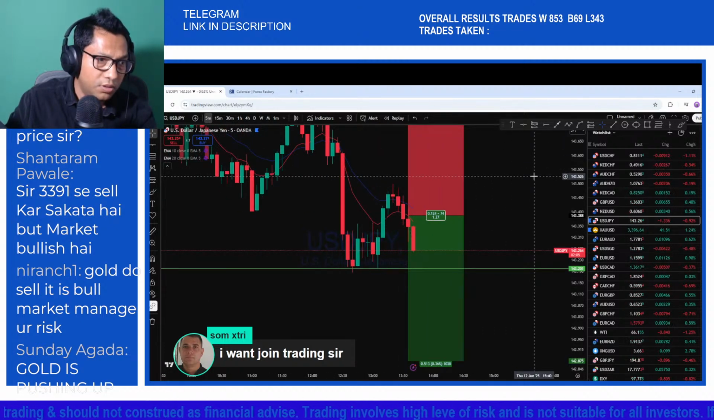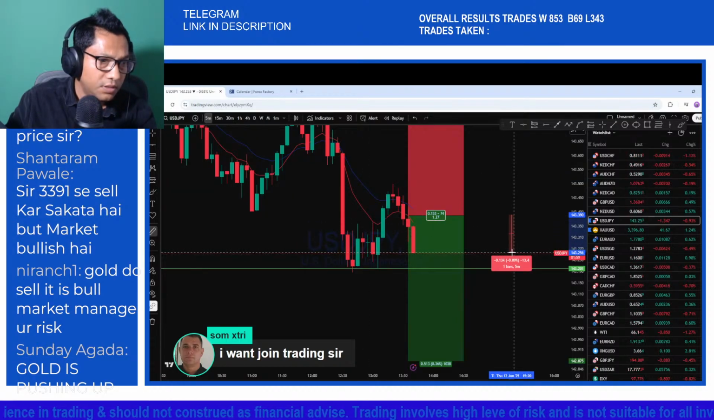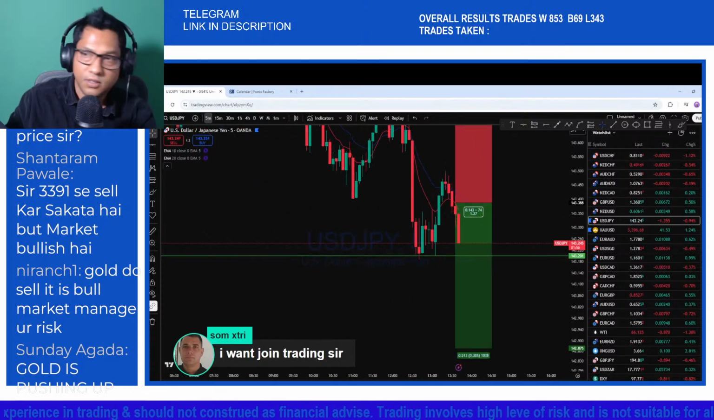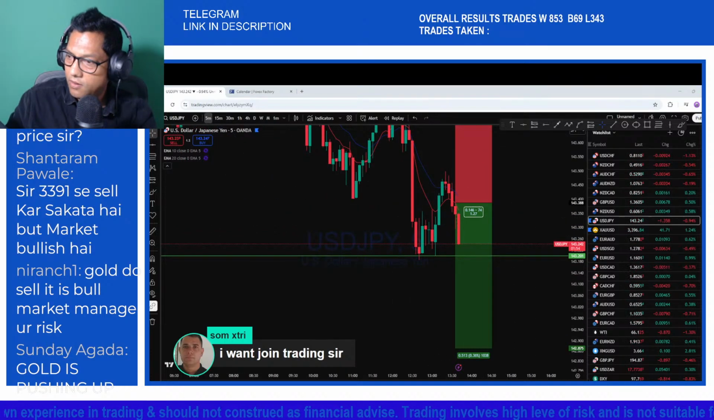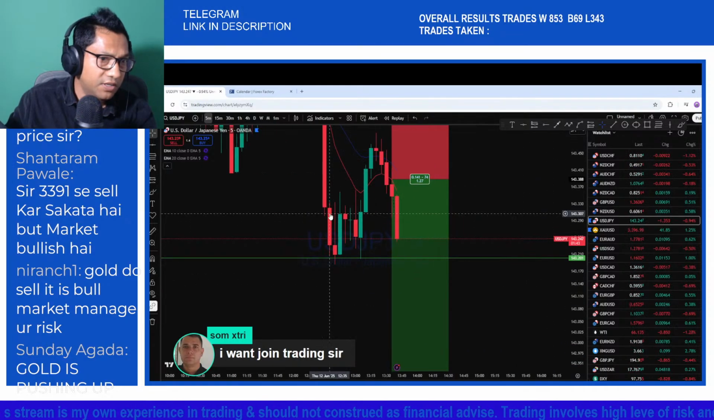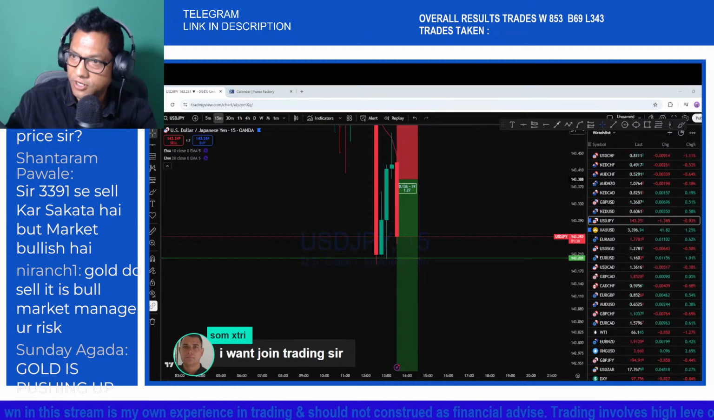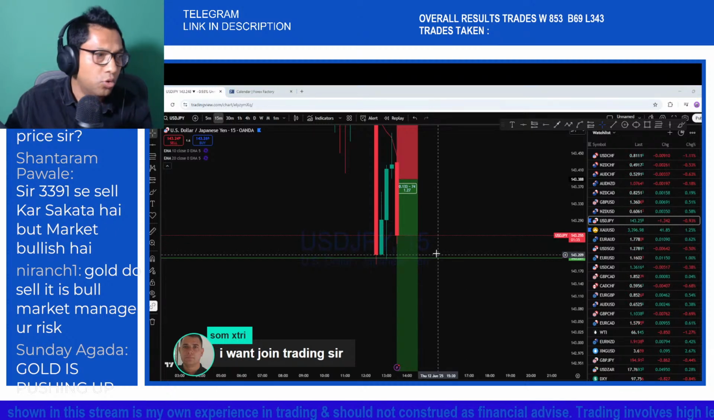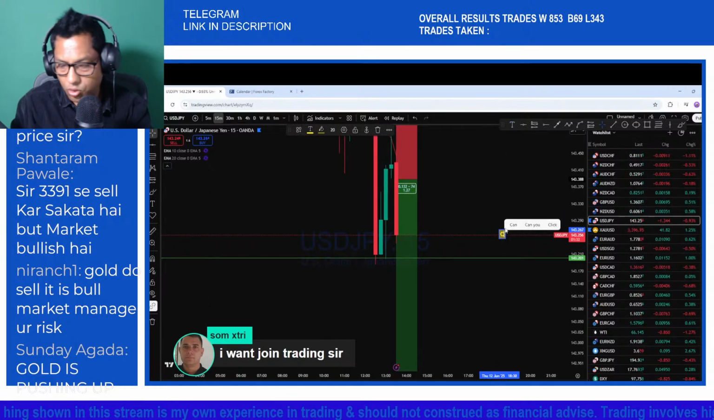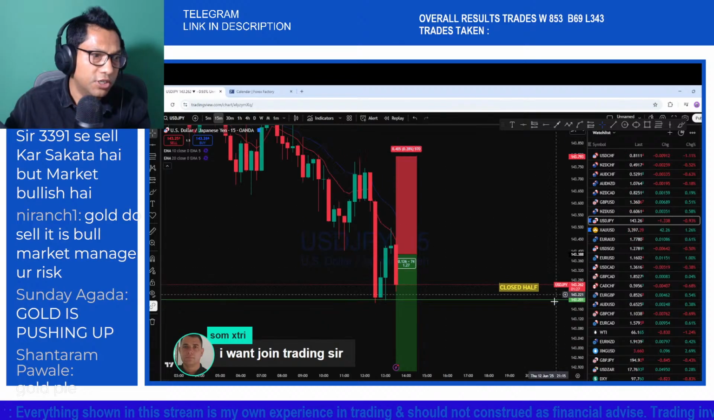Okay, so 13 pips profit running on dollar yen, and it might have another rejection from this zone. So I'm going to close half of the position here. So I have closed half of the position, and now moving the stop loss to entry.